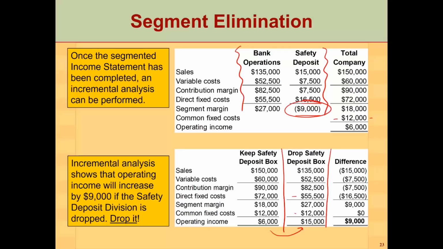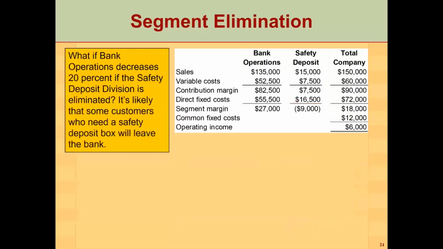Well, pause here for a second. I wonder if it's a little bit more complicated than that. What if there are customers in the traditional bank operations who are doing business with us because they really like the safety deposit box service? If I get rid of the safety deposit box, maybe they're going to go to another bank that has that, and perhaps the traditional bank operations would be affected if I got rid of the safety deposit box service. Now let's assume that if I do get rid of that safety deposit box, 20% of my traditional customers are going to leave. Now this actually might change the math in our decision here.